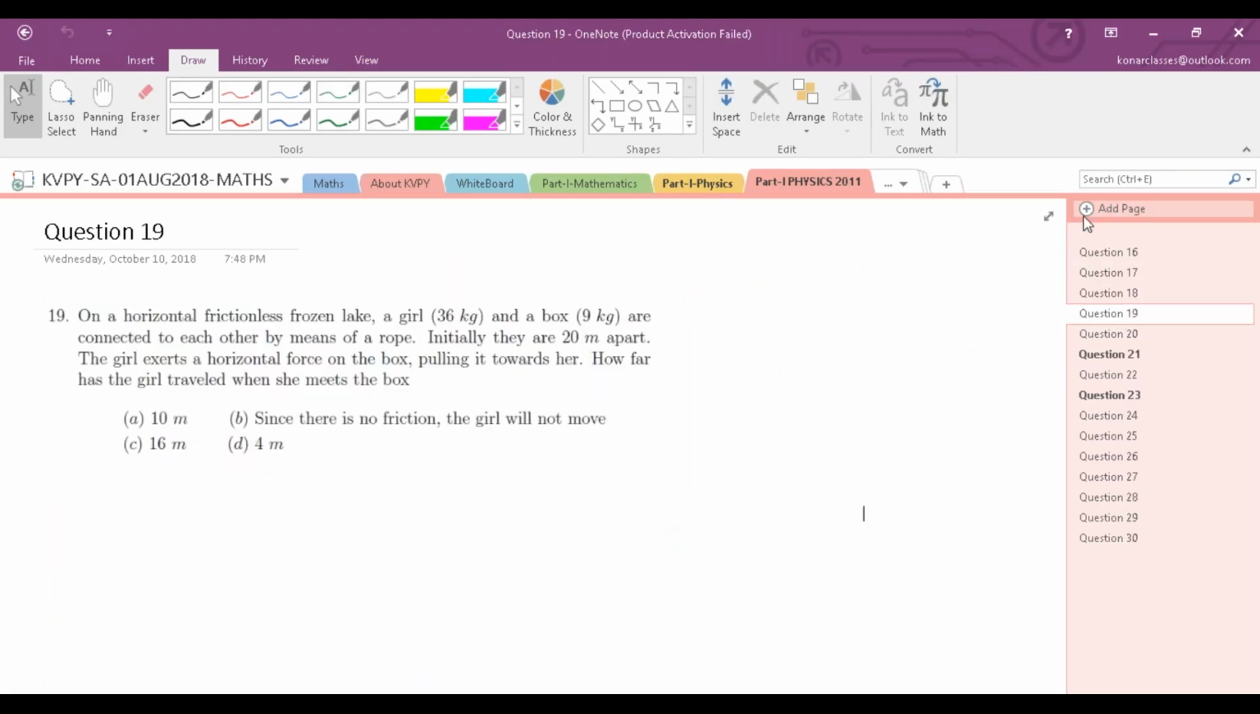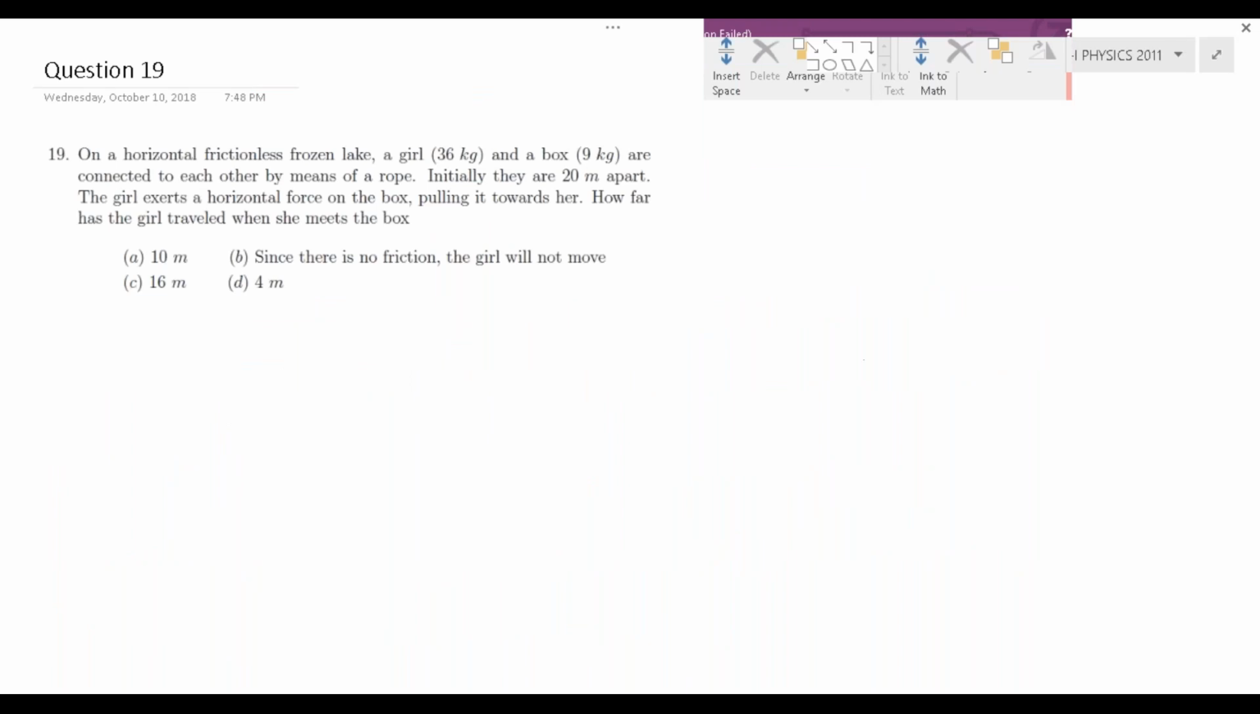The next question is that on a horizontal frictionless frozen lake, a girl of 36 kg and a box of 9 kg are connected to each other by means of a rope. Initially they are 20 meters apart. So if we visualize this problem, how can we write it down?